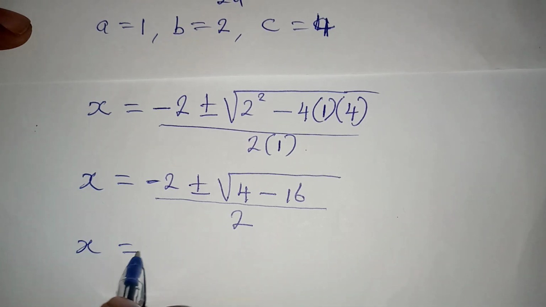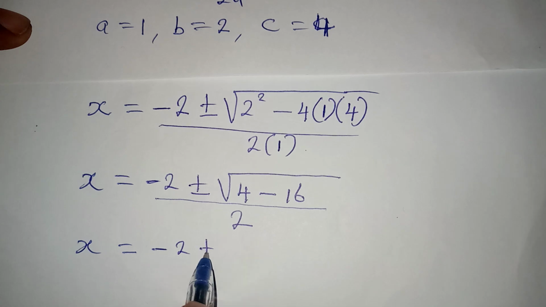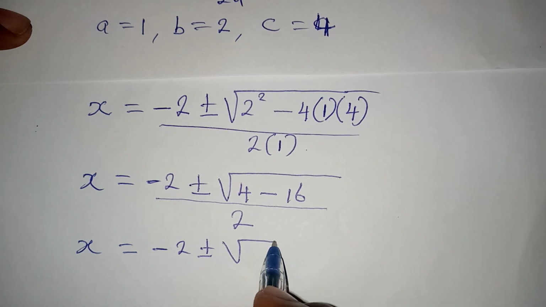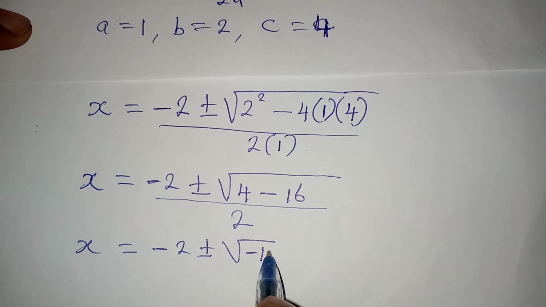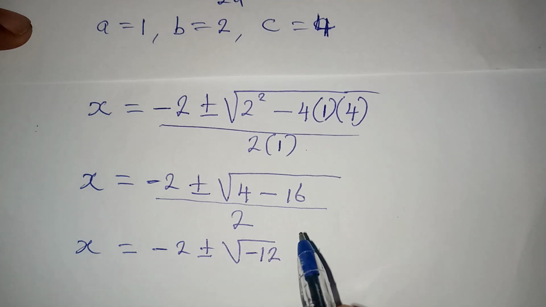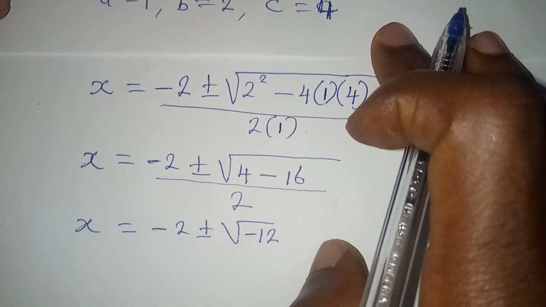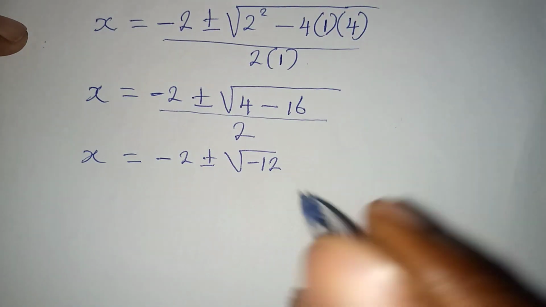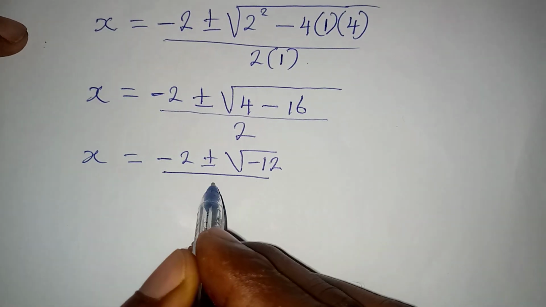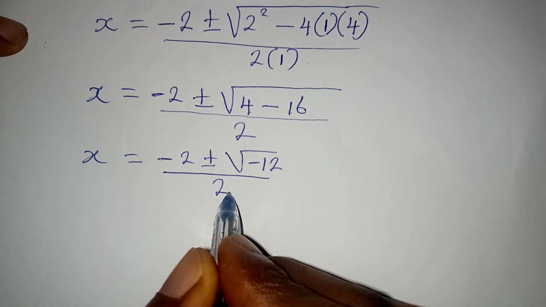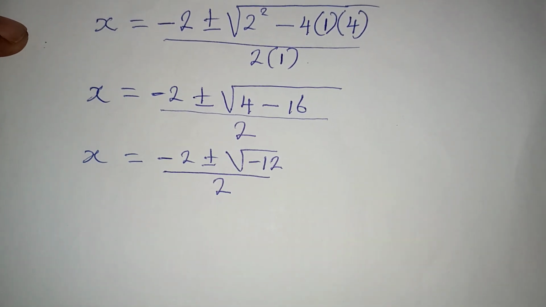Taking a step further, x will be equal to minus 2, positive or negative, square root of minus 12, because 4 minus 16 is minus 12. And this will be over 2.